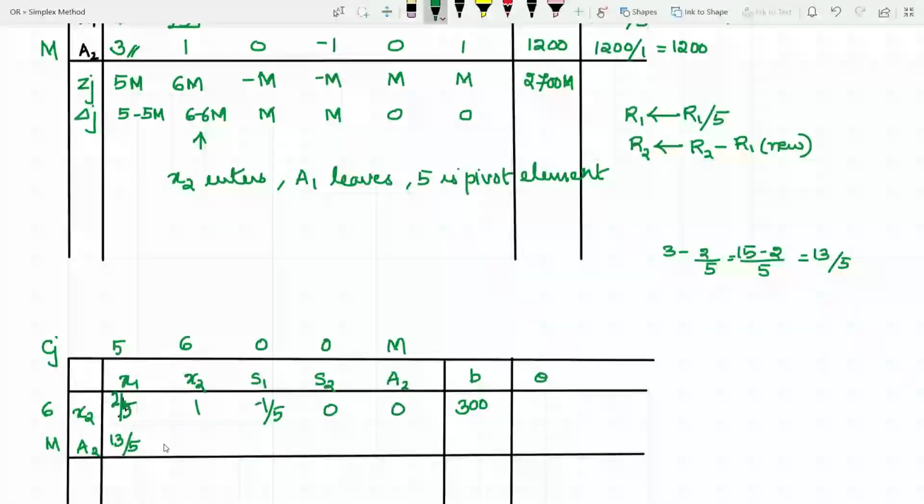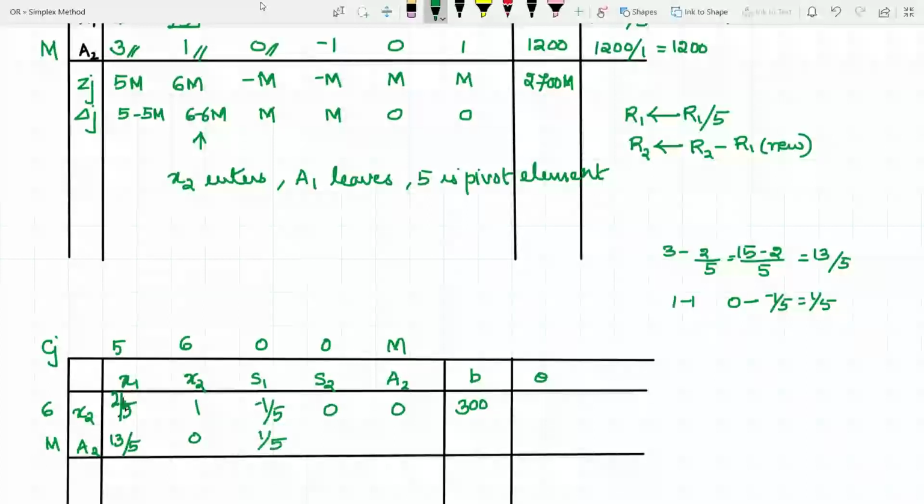Next is 1. You know this is 1. So 1 minus 1, the 1 here, so this is 0. Next, 0 minus of minus 1 by 5, which is equal to plus 1 by 5. So you have your 1 by 5.